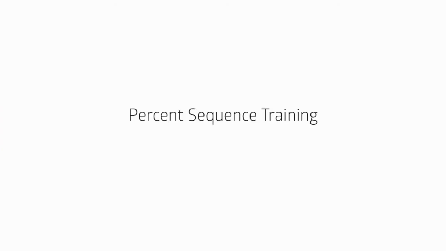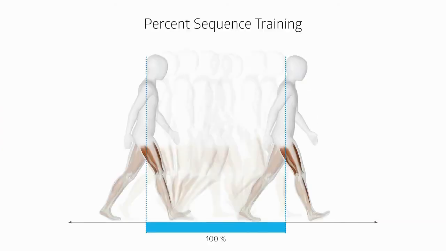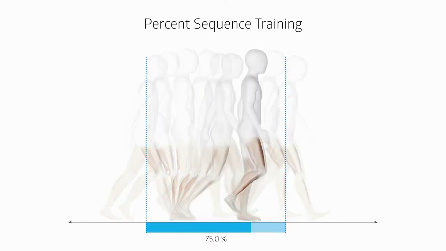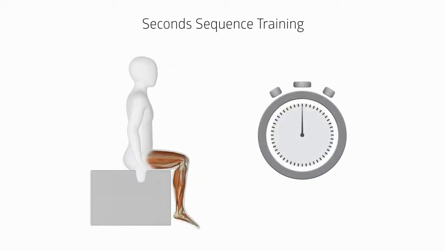Percent sequence training includes all the templates for gait training or FES walking in percentages according to the natural gait phases in a complete gait cycle. Second sequence training includes templates in seconds, defining the start and duration of each single muscle stimulation in seconds.